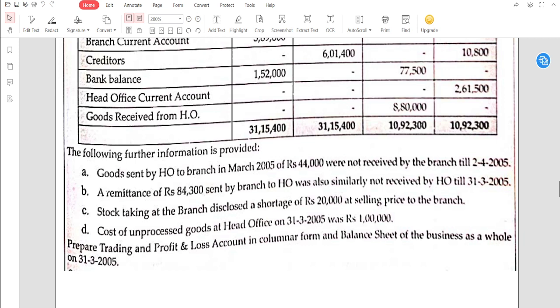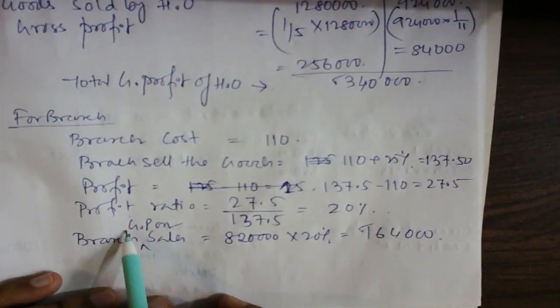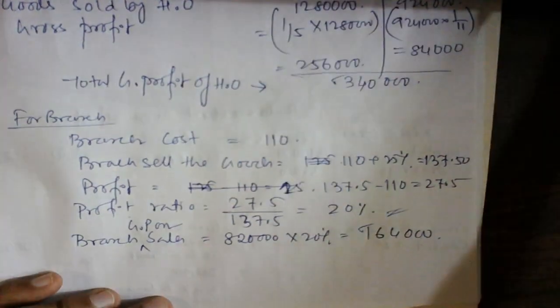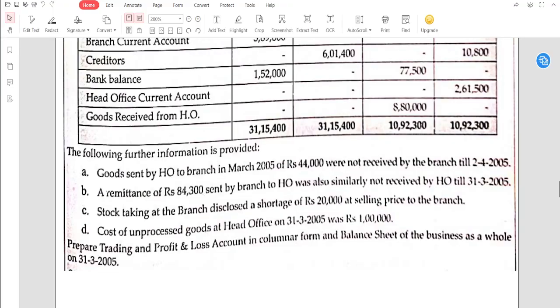At selling price to the branch, it means what? It means the branch sells the goods at 20% profit. What we have calculated here? If you see, profit to branch is nothing but 20%. So the question also says the shortage of 20,000 is measured at selling price to the branch. It means at 20% profit, so this 20,000 is inclusive of the profit part.